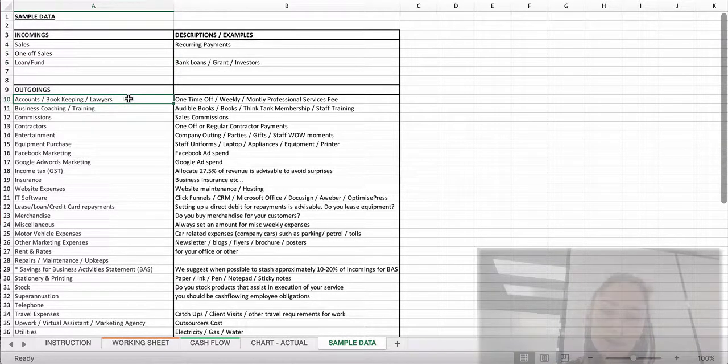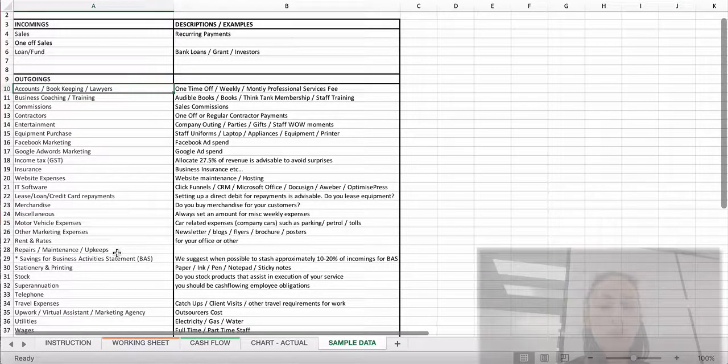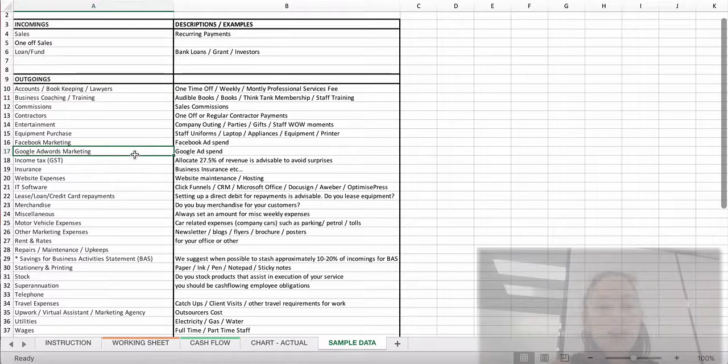Now, outgoings, of course, there are always a lot more outgoings than incomings. But if you're doing business right, this list covers all of them. So let's go through them, and you can review which ones apply to your business and which ones don't. If you don't do Google AdWords marketing, you don't need Google AdWords. If you don't do company outings, parties, gifts, or staff wow moments because you've got no staff, you don't need to consider it, okay? But you might not have stock.